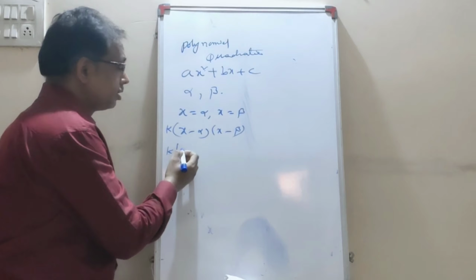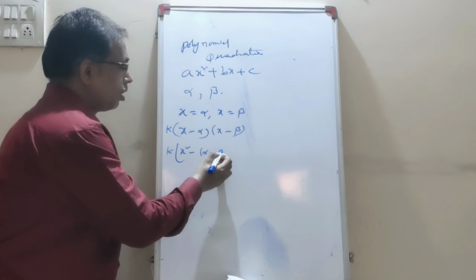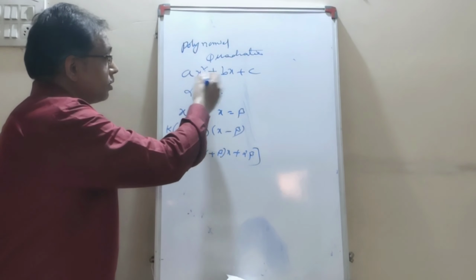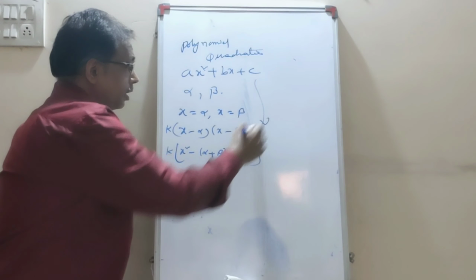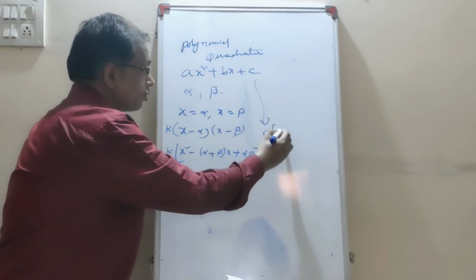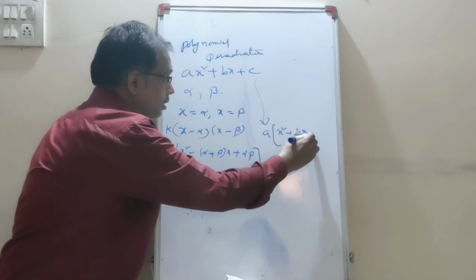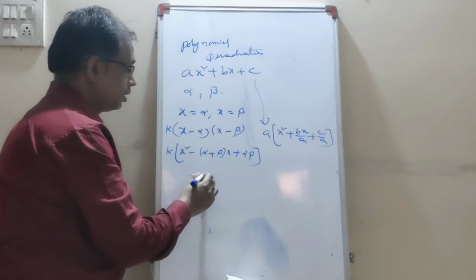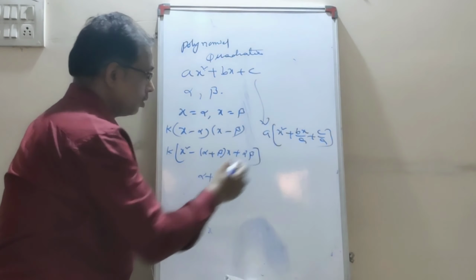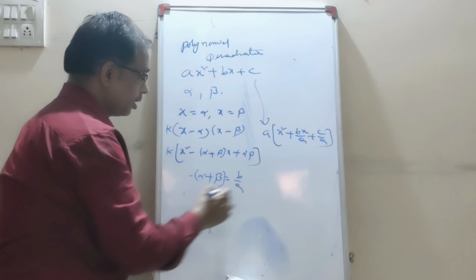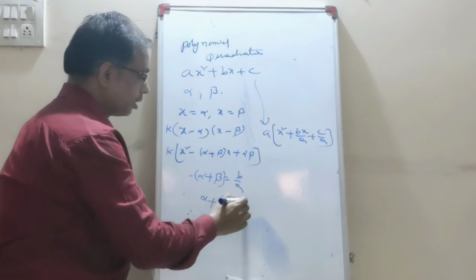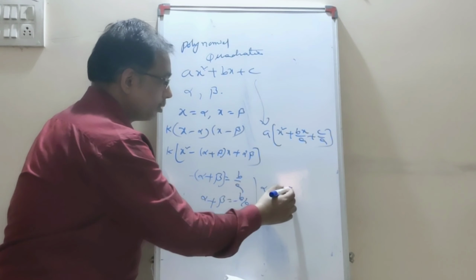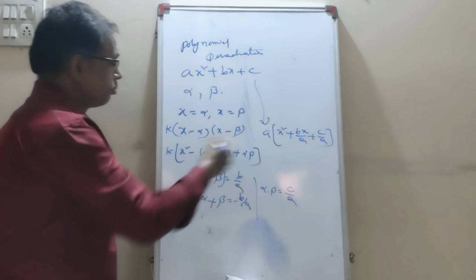Now here by multiplying this we get x square minus (alpha plus beta) into x plus alpha beta. Okay. Now here ax square plus bx plus c, this also we can write in this form. So by taking a common we get x square plus bx by a plus c by a. So then by comparison of both the sides we get alpha plus beta is equal to minus b by a, and alpha into beta is equal to c by a.